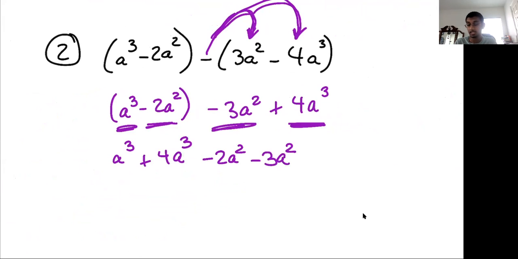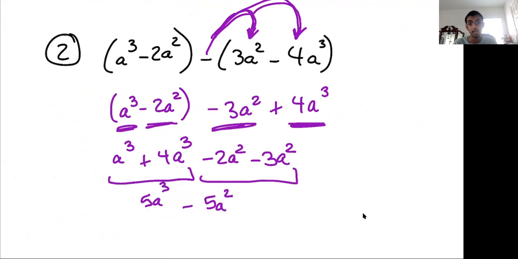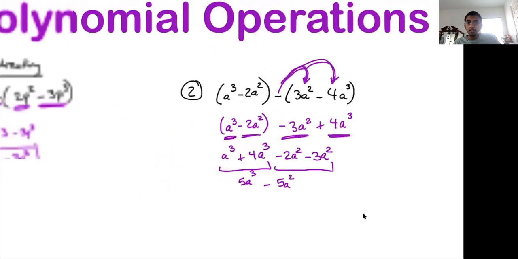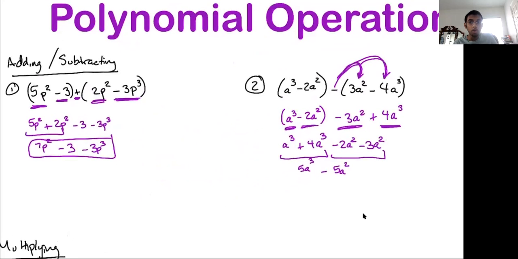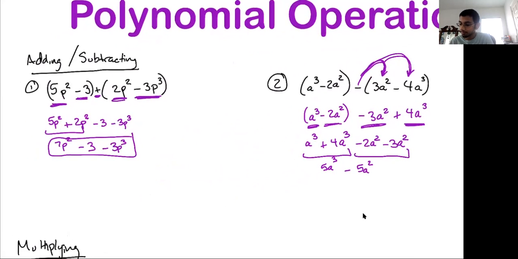Then we could add these and simplify these, so this becomes 5a cubed, and then we have a negative 5a cubed. Sorry, negative 5a squared. So as we can see here, and I think you guys hopefully have by now noticed the pattern between what I was just doing.